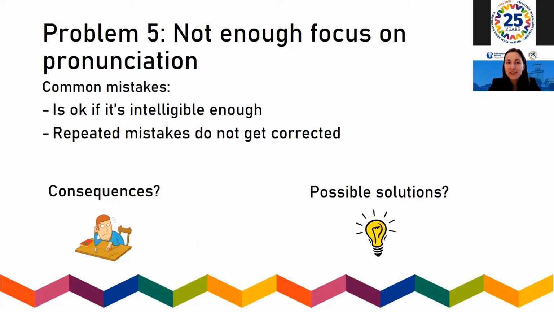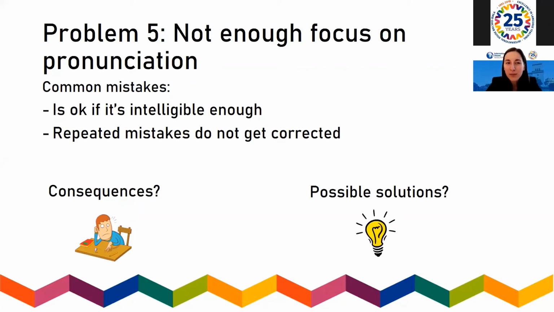I also noticed that many repeated mistakes do not get corrected. If you are familiar with Polish speakers, I'm pretty sure you can name those mistakes. We quite often, those of us whose English might be a little bit better than that of our students, think, oh, well, I hear this mistake over and over again. Well, we hear it because many teachers forget to correct their students.